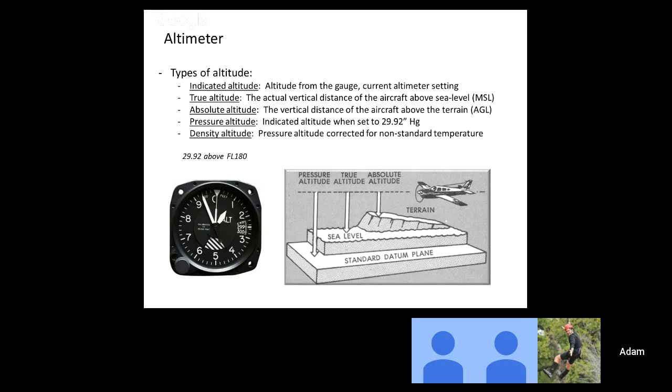True altitude is the vertical distance of your aircraft above sea level. And in aviation, we utilize the acronym MSL, Mike Sierra Lima, to stand for mean sea level. You'll hear when we watch our videos, and if you're listening to air traffic control, you'll hear that phrase all the time: MSL, MSL, MSL. It means the aircraft's altitude above sea level. And if you've got your altimeter set correctly, your true altitude and your indicated altitude will be one and the same.